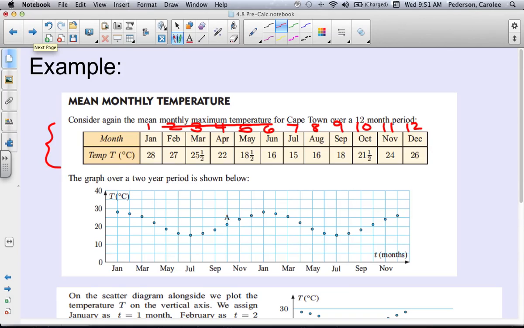And then what we are going to do is find out what is the equation for the sine function of this set of data. So we're going to find the amplitude. We're going to find the period. We're going to find the horizontal shift change. We're going to find the vertical shift change and create the equation for this set of data.